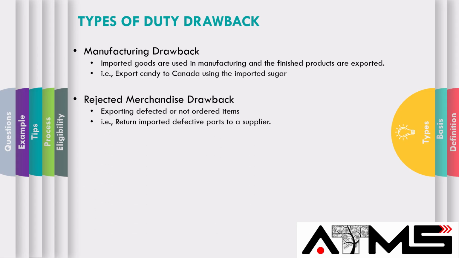Another case is when defective imported goods are returned to the supplier. For instance, if you imported clothing from China and later discovered that the fabric color had bled, making the items unsellable, you could return them to the Chinese supplier and claim a refund.